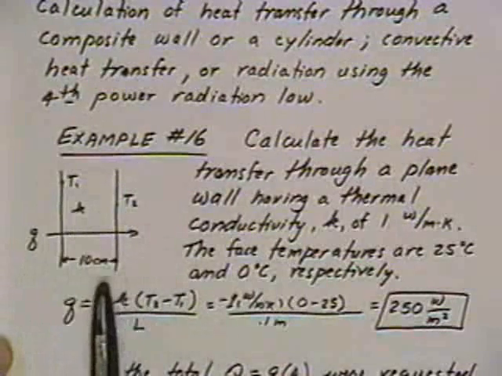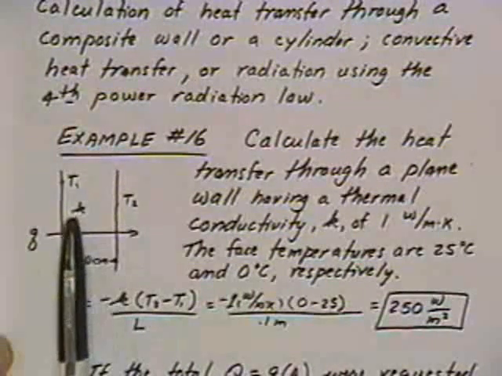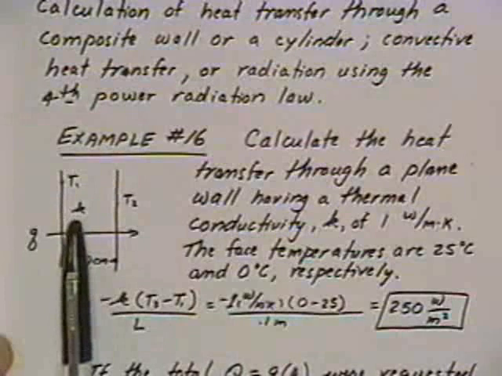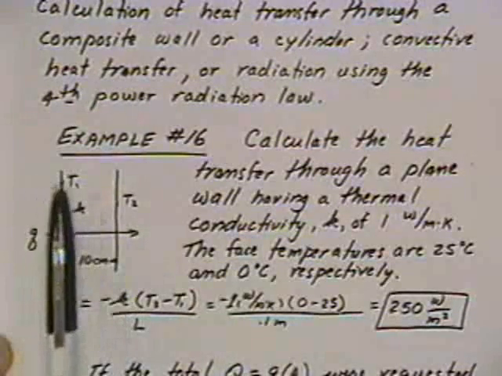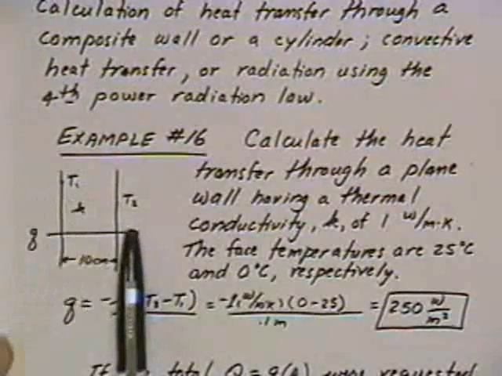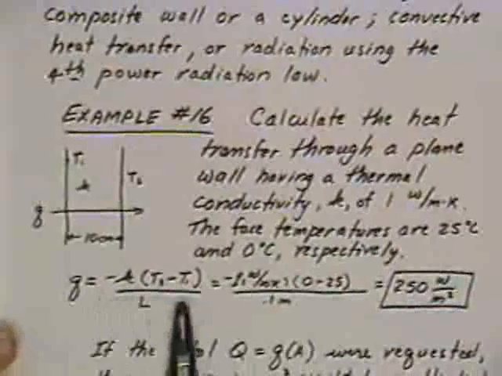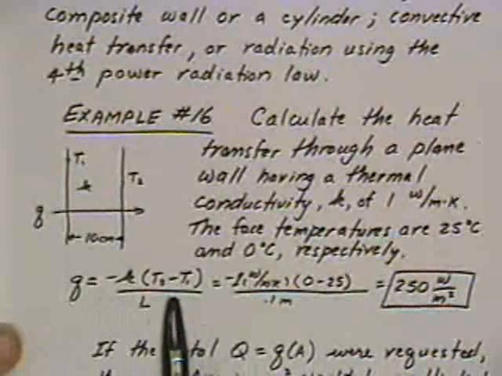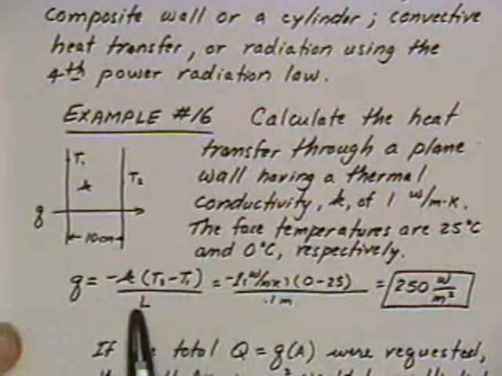So in this particular case, we've got a 10 centimeter thick wall that has a thermal conductivity k of 1 watt per meter Kelvin, and we've got 2 temperatures, T1 and T2, that are 25 degrees and 0 degrees respectively. The direction of the heat transfer is from the high temperature to the low temperature, and so we've got the Fourier equation, or the conduction equation, on a per unit area basis. Q is just equal to k times delta T over L.